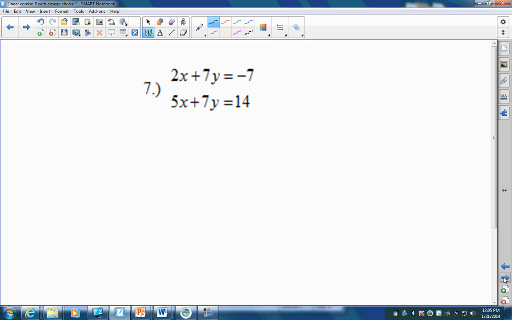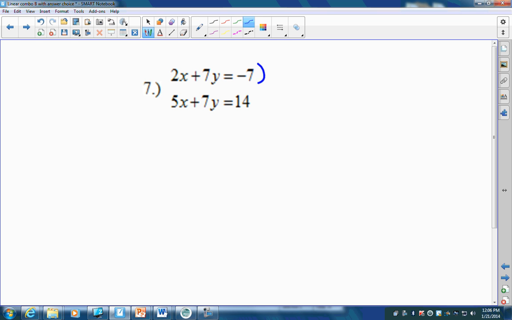Here is number 7. I want you to write it down and figure out, okay, what would be the letter that cancels out? Is there one that goes away right away? There's not one that goes away right away. We have to do something to it. Does 2 go into 5 evenly? No. These are the same, so yeah, we need to multiply one of the equations by -1.